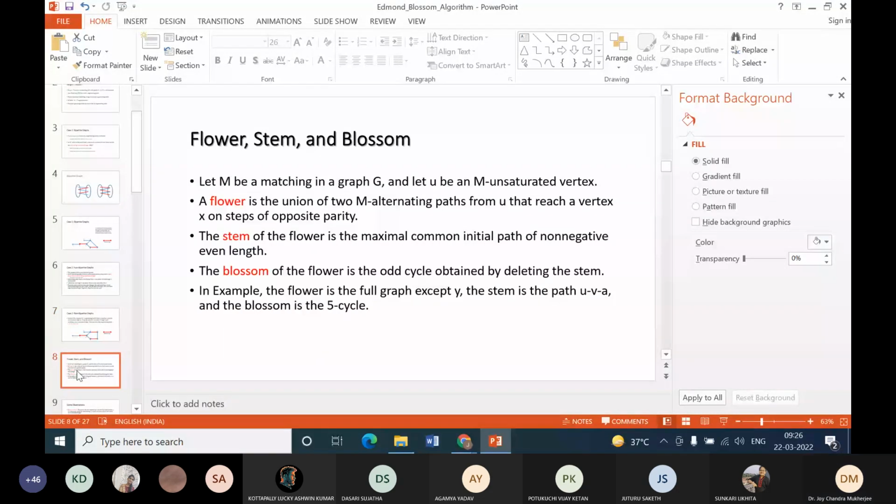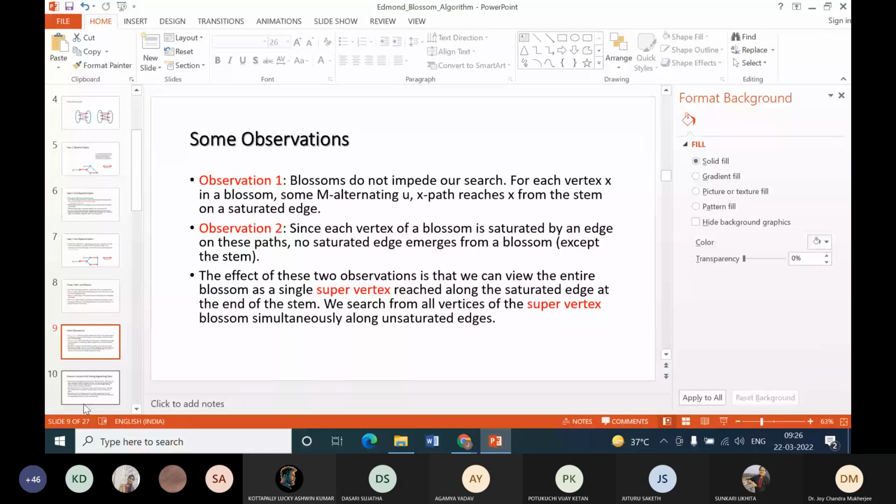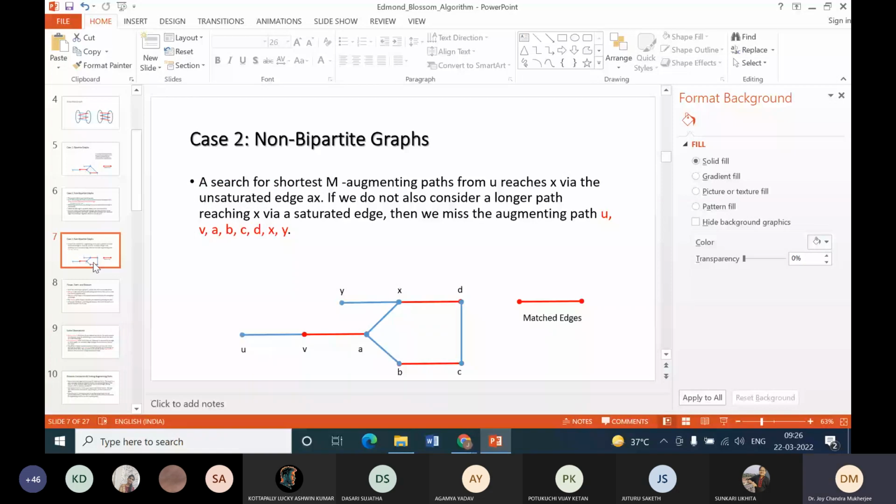Now, to develop the algorithm, there are two basic observations. So what is the problem? The basic problem is that we are given an unweighted non-bipartite graph. If you start from an unsaturated vertex, it may so happen you can reach a vertex X through an odd length path as well as through an even length path, which gives rise to the flower.